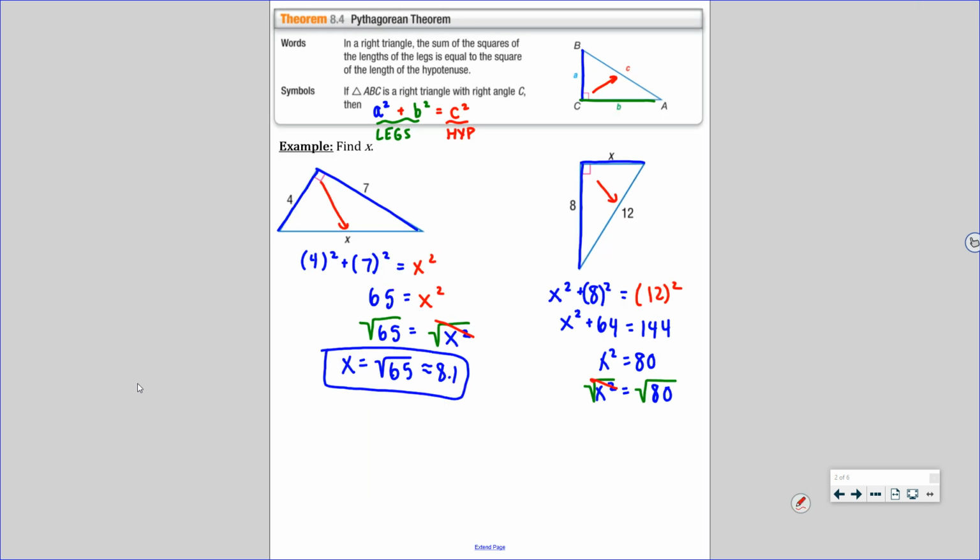Okay, I know 16 goes into 80, so we can simplify that radical. 4 root 5, or approximately 8.9, is what I got for that decimal. Just check that, make sure it's not longer than your hypotenuse, and it's not. It's still my longest side. All right, so that's a good little refresher over using Pythag. There's some like that on your homework, pretty straightforward.